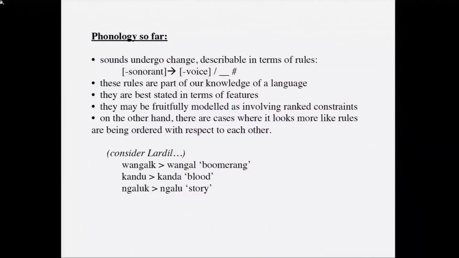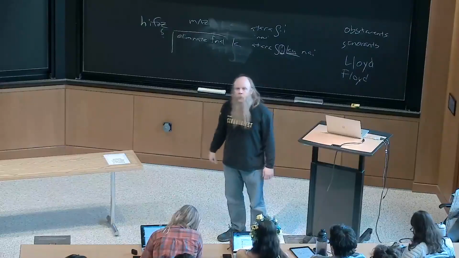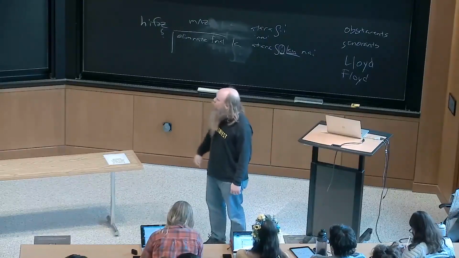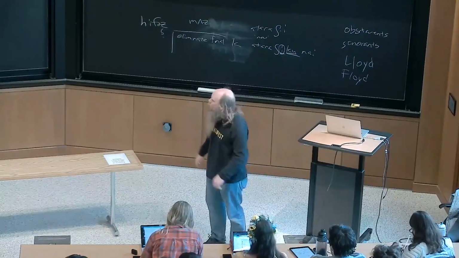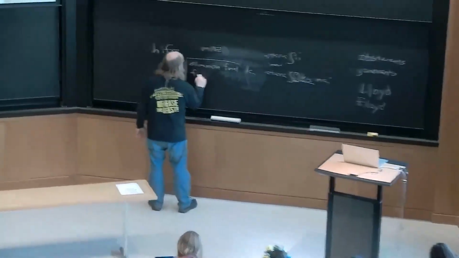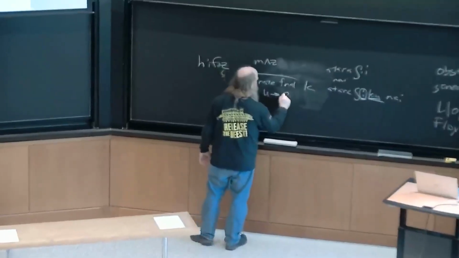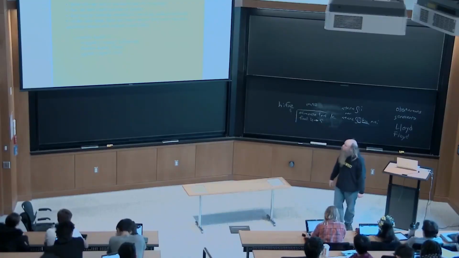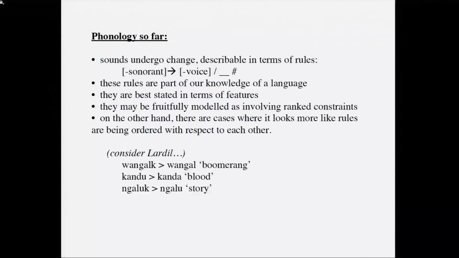And the reason we think that it's underlyingly wangauk is that if you add any suffixes to it, you get to see that K. So the accusative, I think I told you, was wangaukin. So the K shows up in other forms as well. We thought there was another rule that said final U becomes A. And that was why kandu, which is the word for blood, underlyingly becomes kanda in the nominative. And in the accusative, it's kandun. That's why we think it starts out as kandu.